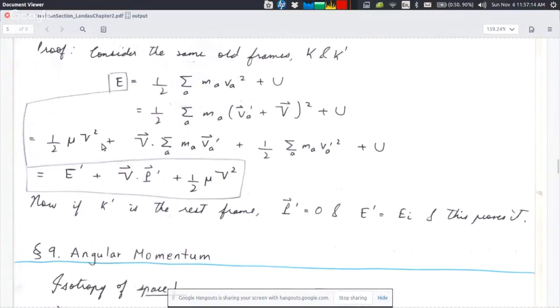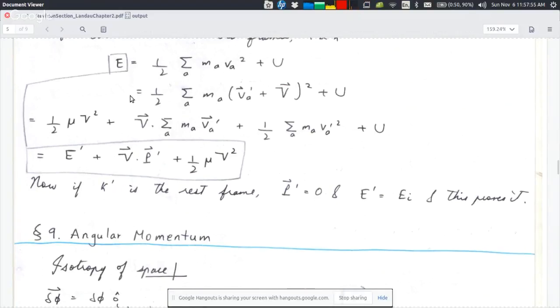So half mu v square plus v dot this summation plus half m_a v_a prime square. So a square plus b square plus 2ab, which is fine, and U over here. That's good. Now this energy can be written as E prime. So E prime will be this plus this, I suppose. So this part is E prime. This part becomes P prime. And can you see my mouse or am I just saying this? Yeah, I can see. All right. And then you have this half mu v square. So all these terms combined give you the expression for energy.